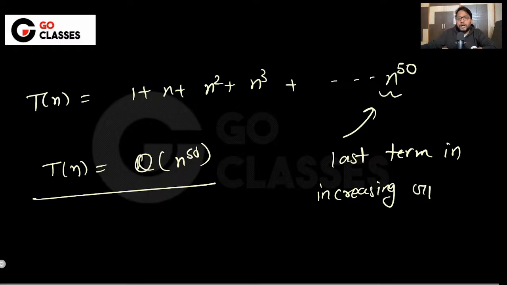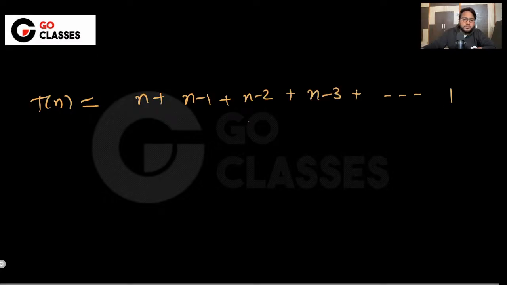Okay. Now tell me this. Suppose Tn equal to n plus n minus 1 plus n minus 2 plus n minus 3 till 1. Then what is the answer? Is the first term the answer here? Just let me know.